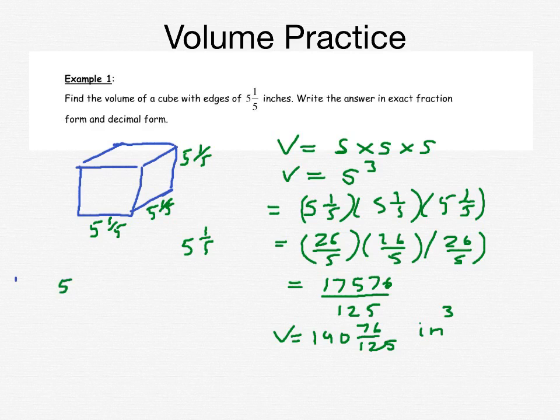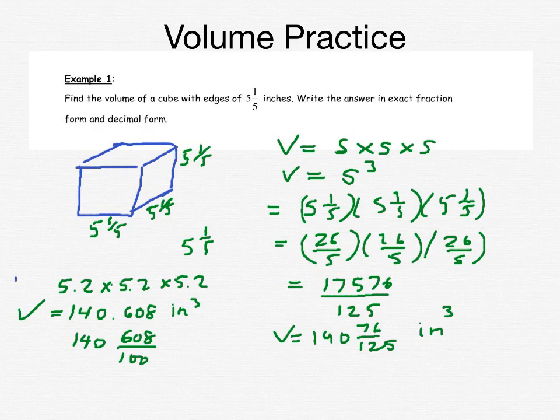If you had done it as a decimal, 5.2 times 5.2 times 5.2, you would have got 140.608 cubic inches. You could have at that point, to make life a lot easier, changed it back into a fraction by doing 608 over 1,000, which would reduce to the answer here.